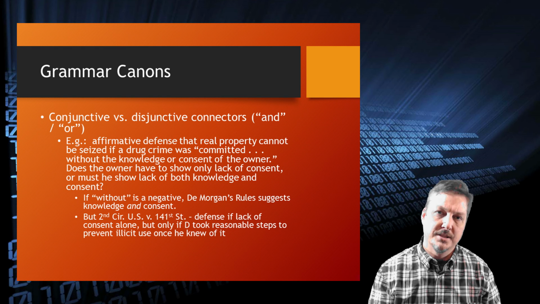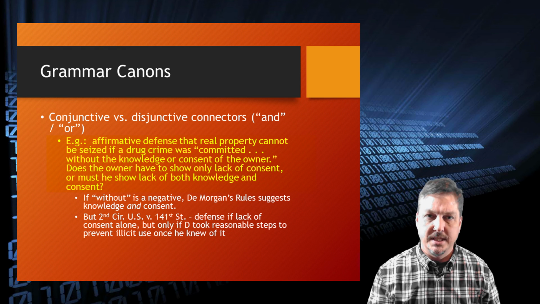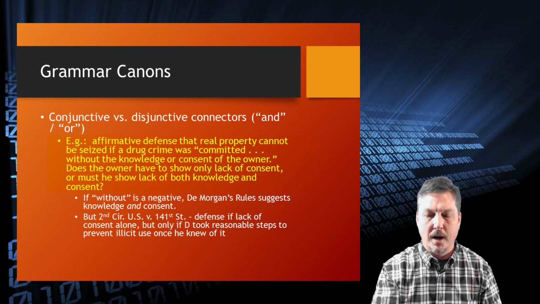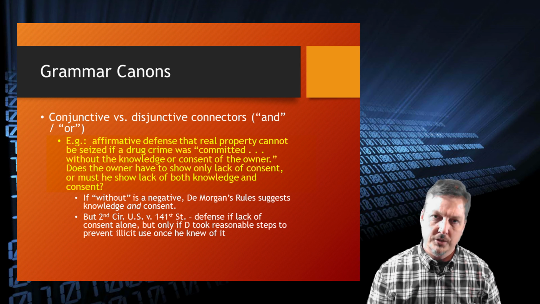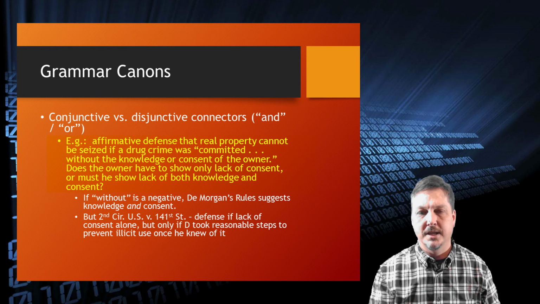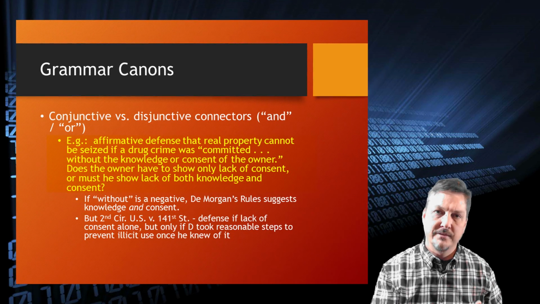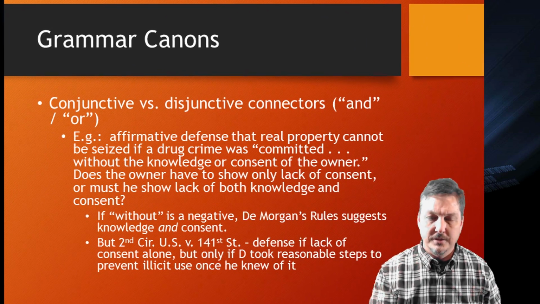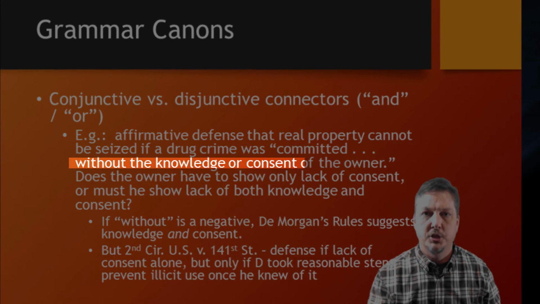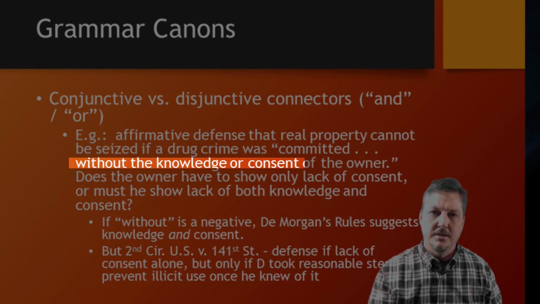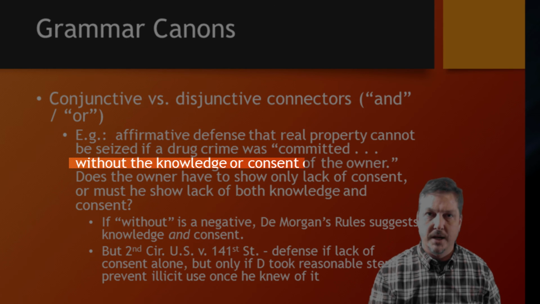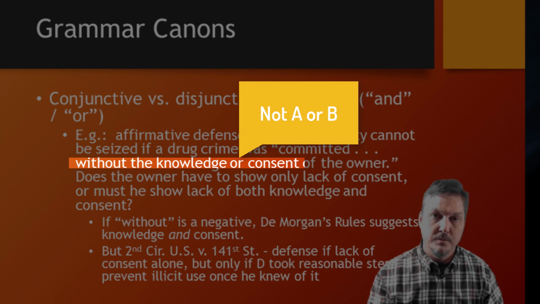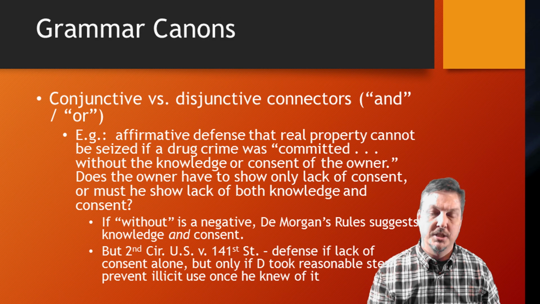So here's an example. It's an affirmative defense that real property cannot be seized. So this is an affirmative defense to the government seizure of property in connection with a drug crime, which there are many statutes that allow the government to do that, right? So an affirmative defense, real property cannot be seized if the drug crime was committed without, notice that negative, without the knowledge or consent of the owner. So this is a place in which De Morgan's rules might well apply, because you've got a negative and then an "or," right? So if we apply De Morgan's rules in this case, we would say it means knowledge and consent.